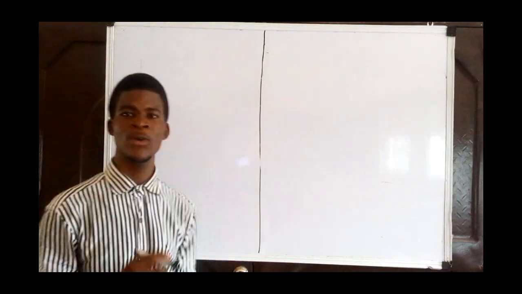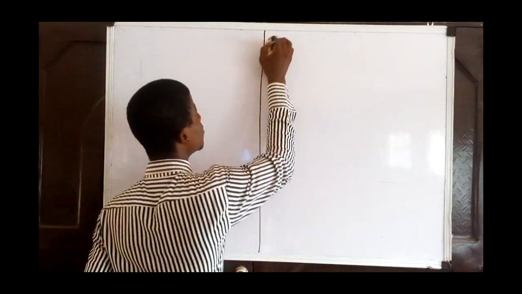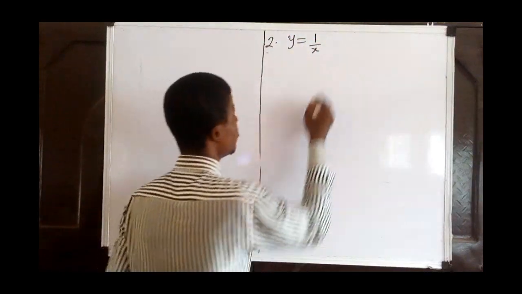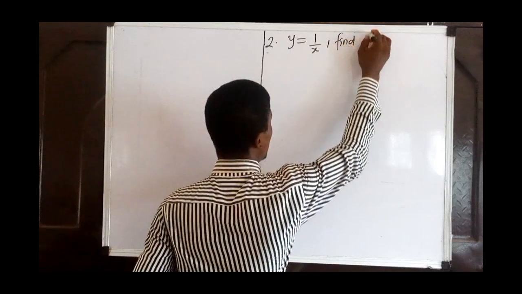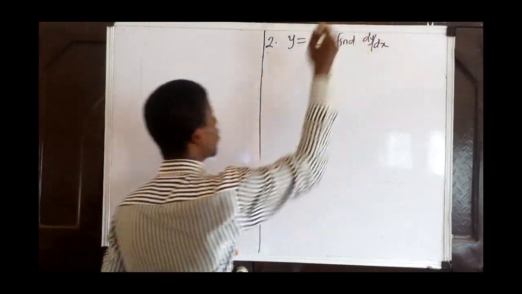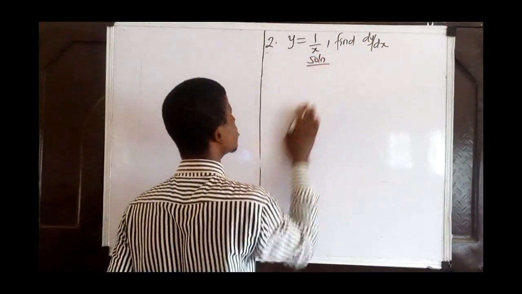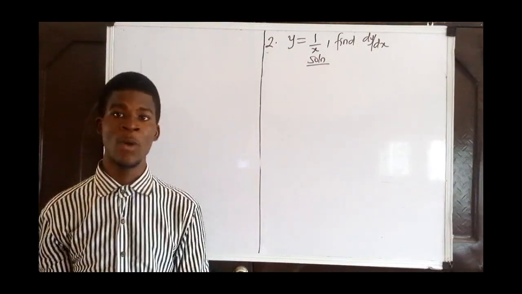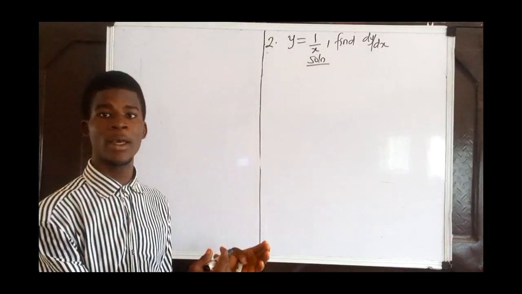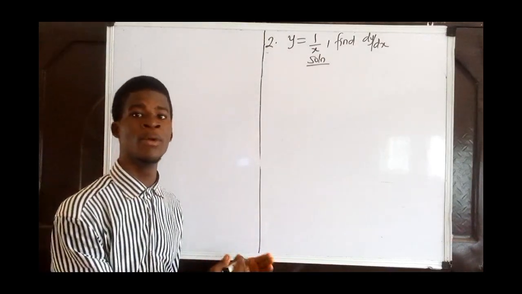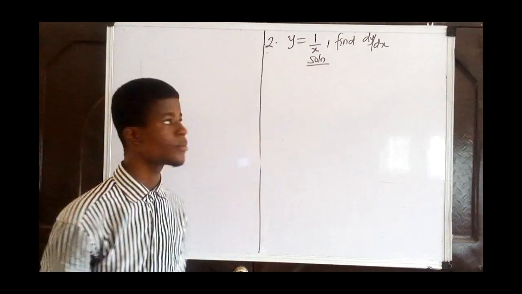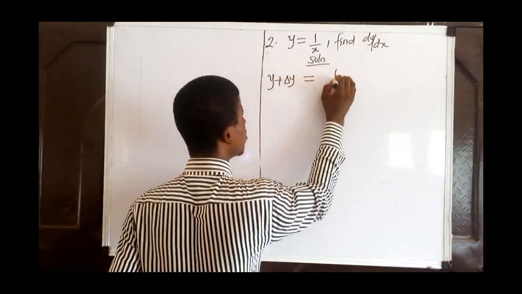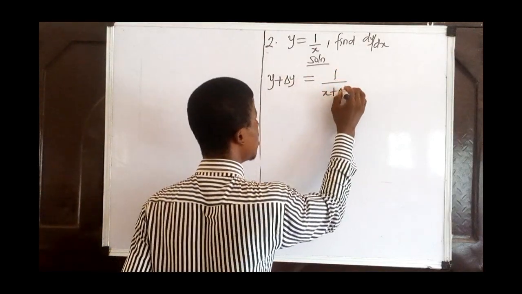Okay, now what if I'm asked to find the derivative of y equal to 1 over x by the same first principle rule of differentiation? I'm asked to find dy/dx. Let's see how we're going to do this. It's exactly the same steps that were applied in the first question that we're also going to apply here. Make an increment in both x and y. So I have y plus delta y is equal to 1 over x plus delta x.